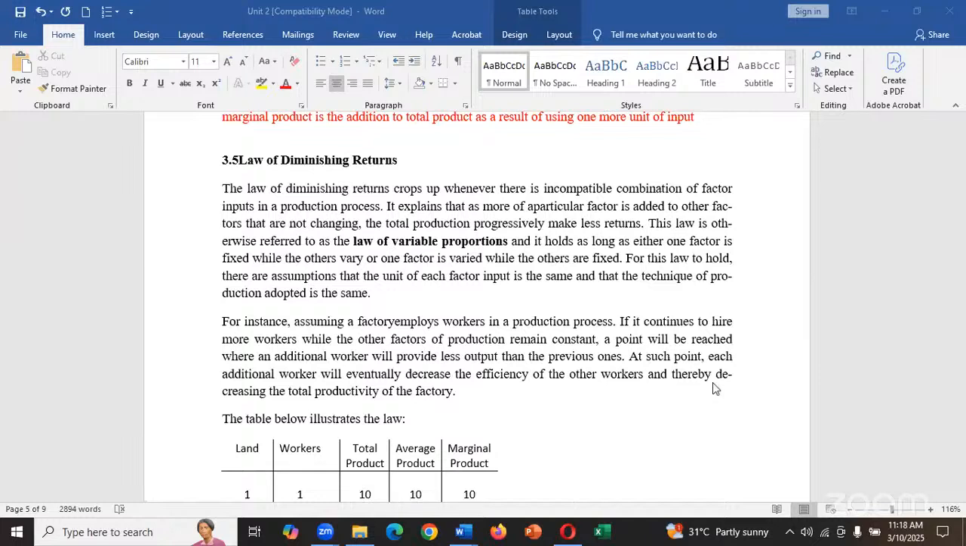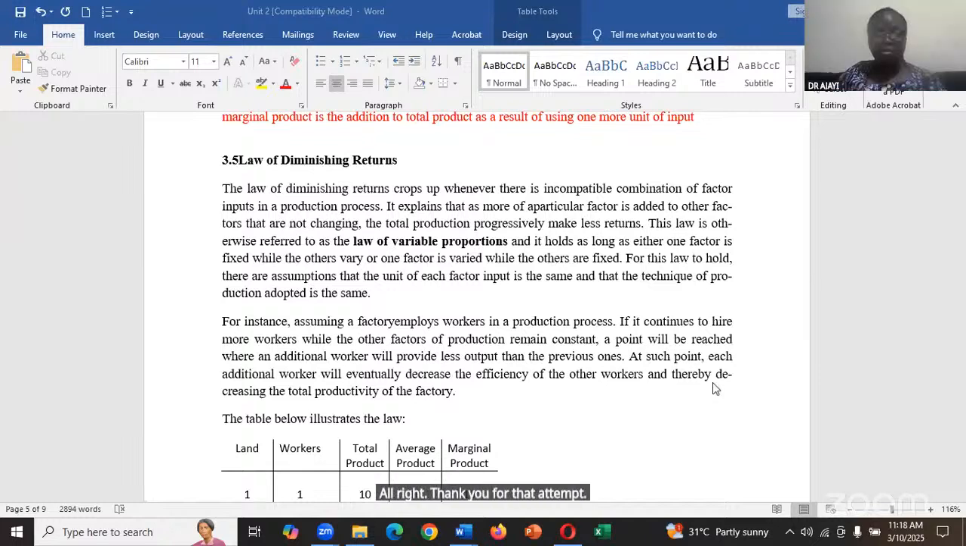All right, thank you for that attempt. That is noted. Any other person? Is there any other person that wants to tell us the difference? All right. Okay, Oluwanifemi.